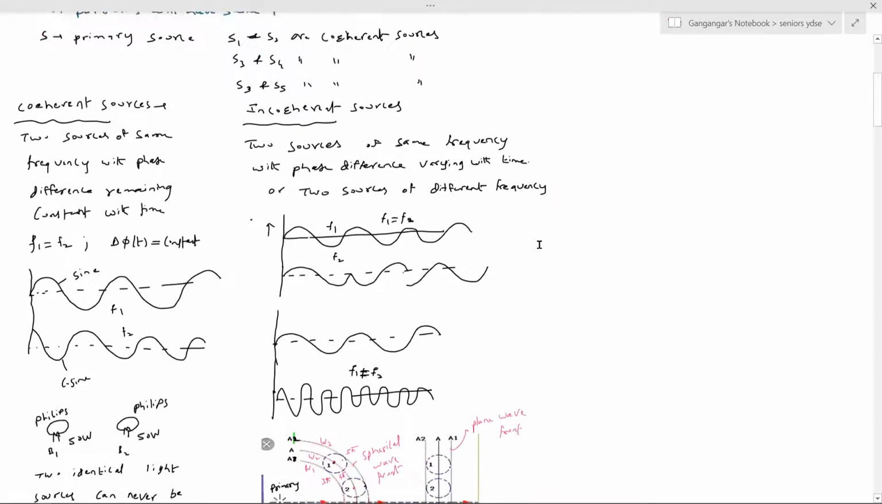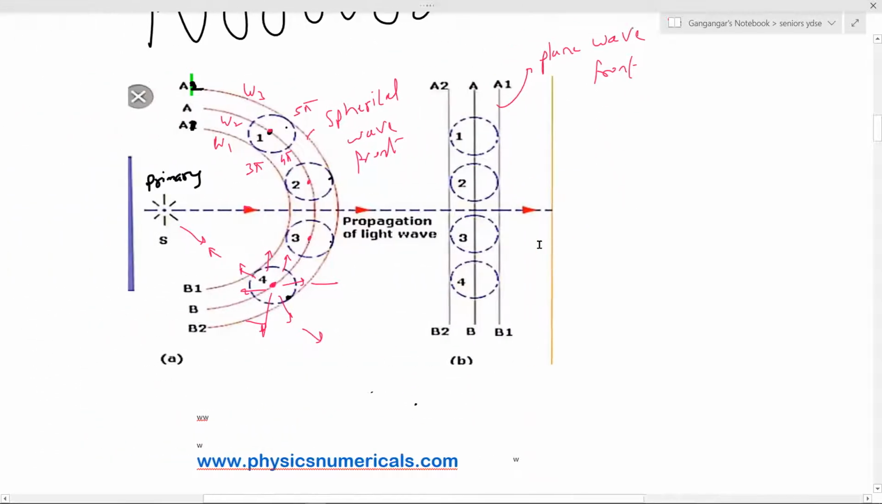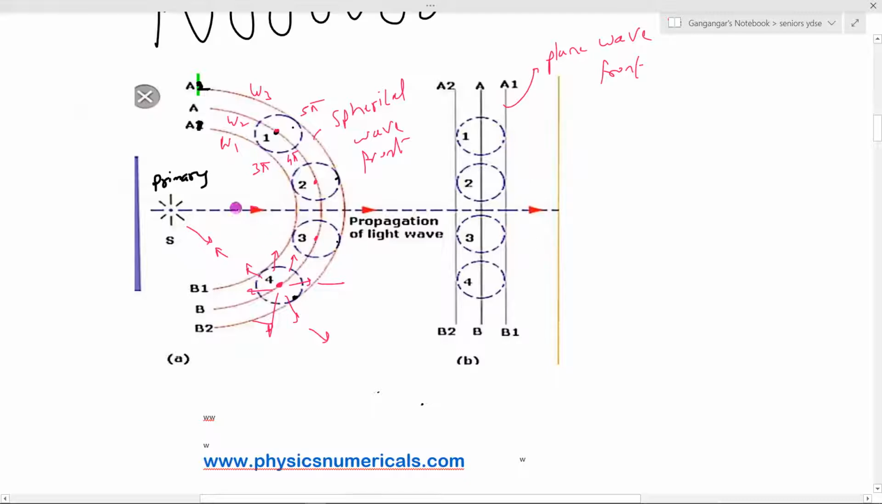Okay, let's take the next one. Like a better diagram is what I'm trying to bring. If S is the primary source, this S is the primary source, which will start emitting the wavelength. Okay, got the idea now. So A1, B1 is one wavelength. A2, B2 is the second wavelength. A3, B3, also like A1, B1, is one wavelength.